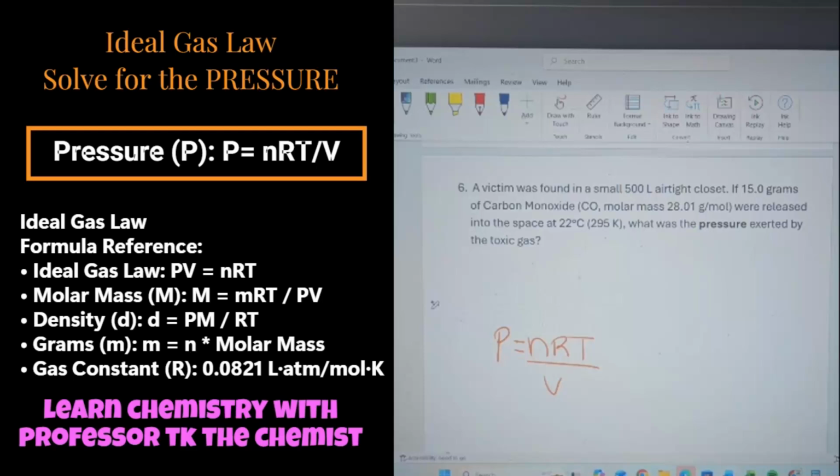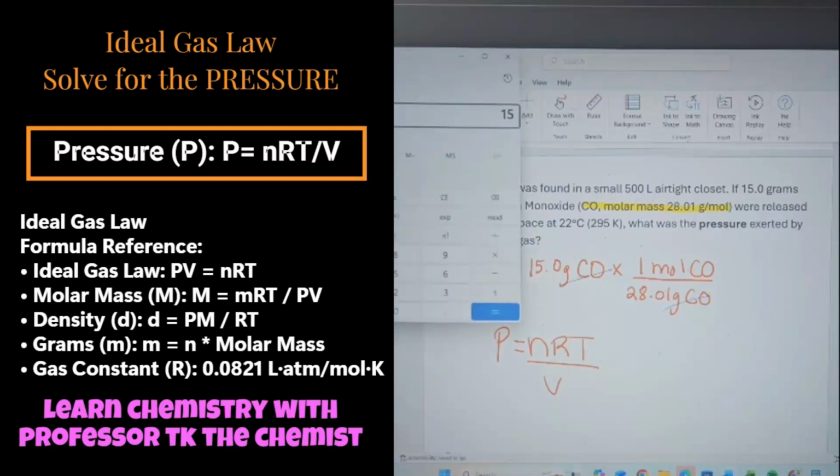You've got 15 grams of carbon monoxide, and you're going to convert that to moles. 1 mole of carbon monoxide is equal to 28.0 grams of carbon monoxide. So you are using the molar mass here that I am providing you with. If your professor gives it to you, chances are you're going to use it to solve part of the problem. Your grams of carbon monoxide goes out the door.